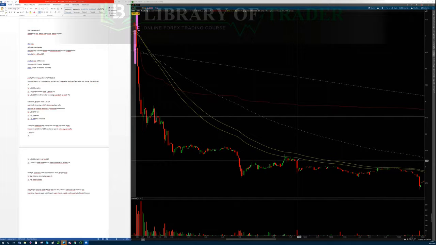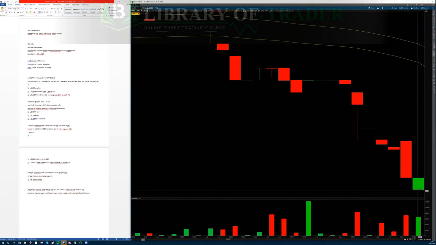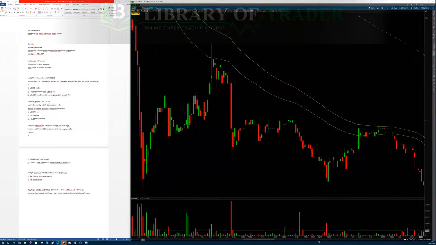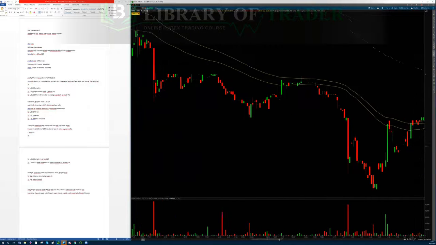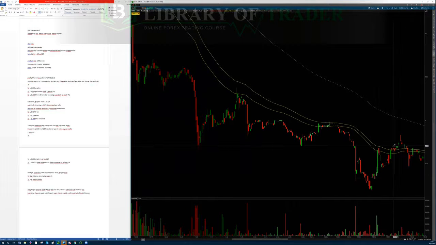Shorting at 3.10, risking this line at 3.35, I will risk 25 cents in order to make at least 50 cents. So from 3.10, I will look for 2.60, down here 2.80. And if I don't have any opposite direction, like in this case, I will be trailing all the way.